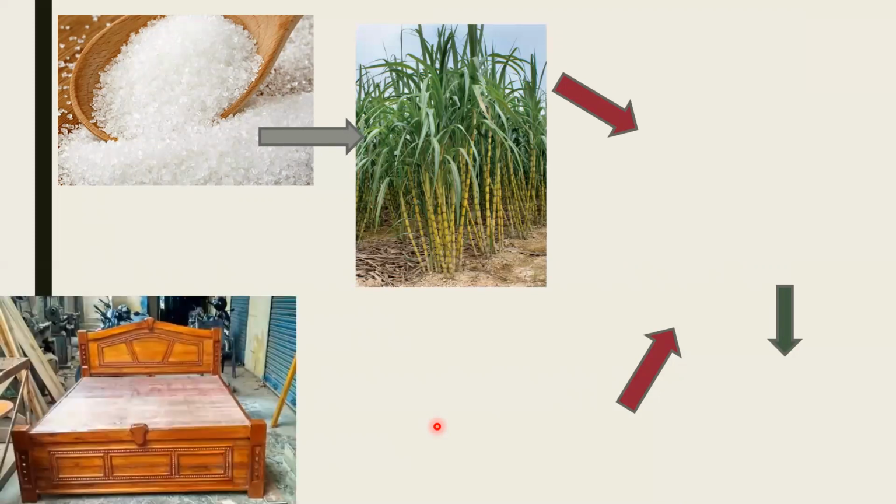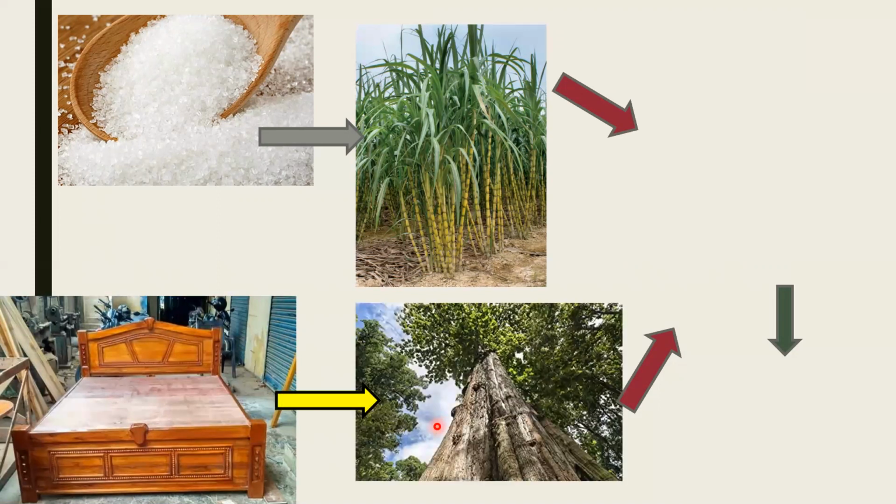Now our second object is, this is a bed. But what is it made of? It is made of wood. Where do we get wood from? Again, we get wood from plants. I mean trees.